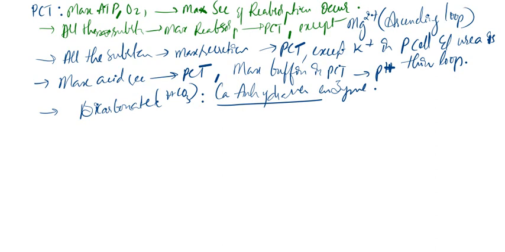Now what are the minor buffers in PCT? That is ammonia and phosphate. Okay, and that is all about PCT. Now coming to the loop of Henle.